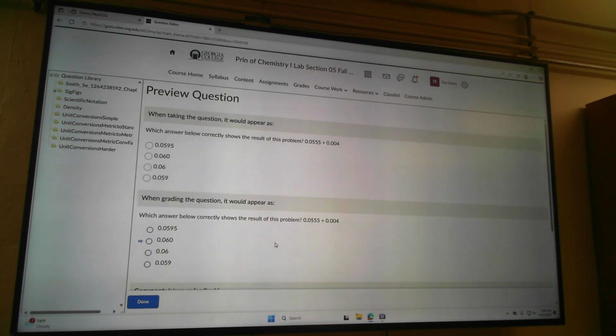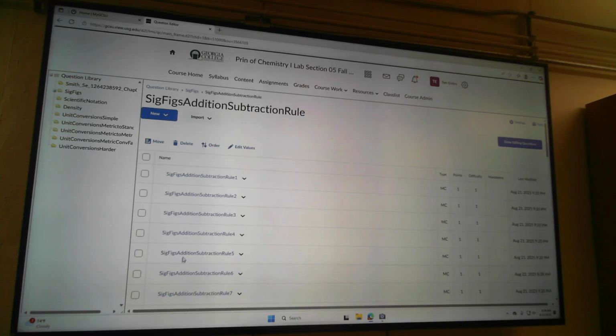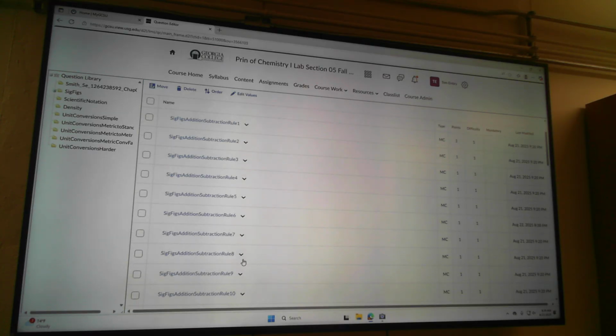9. So again, this one has 3 after the decimal. This one has 3 after the decimal. So 059 should be the answer. Yeah, 3 after the decimal, the 5 rounds to 9, so okay. 059.